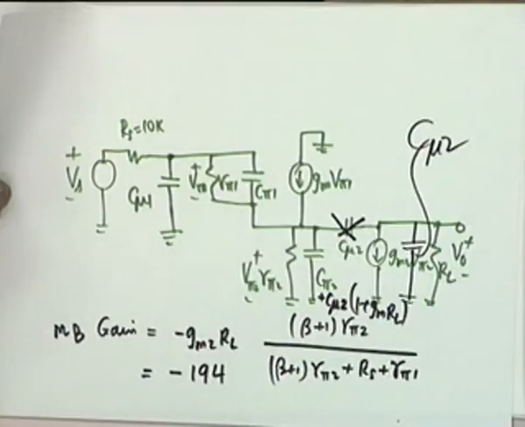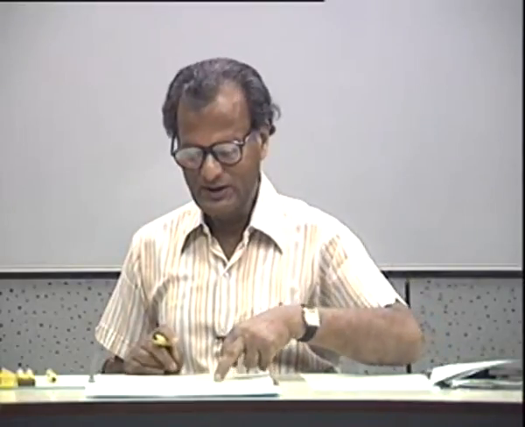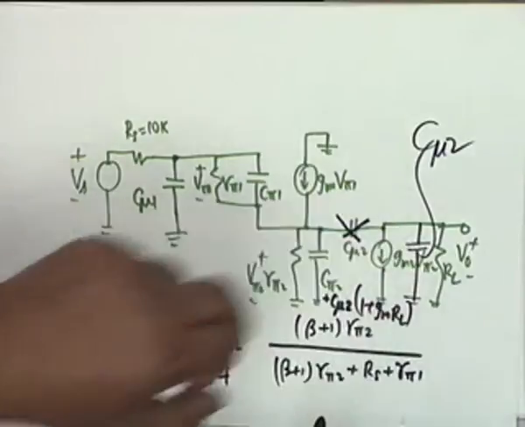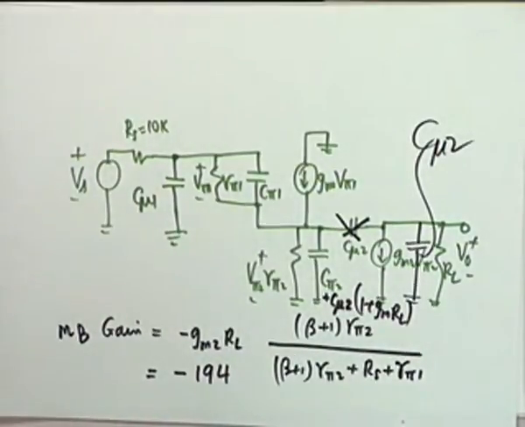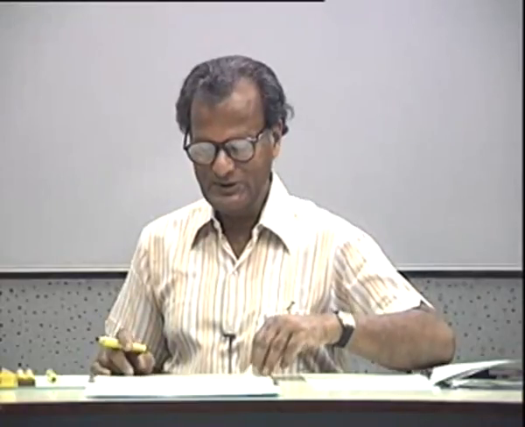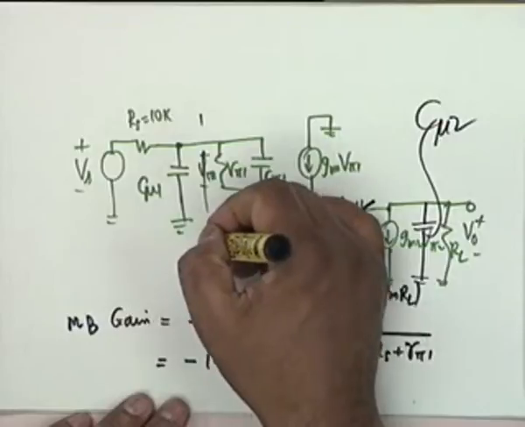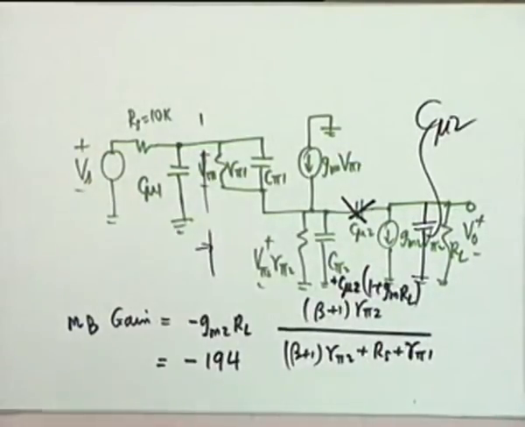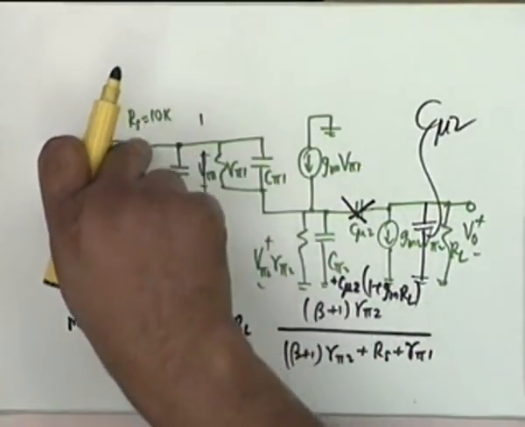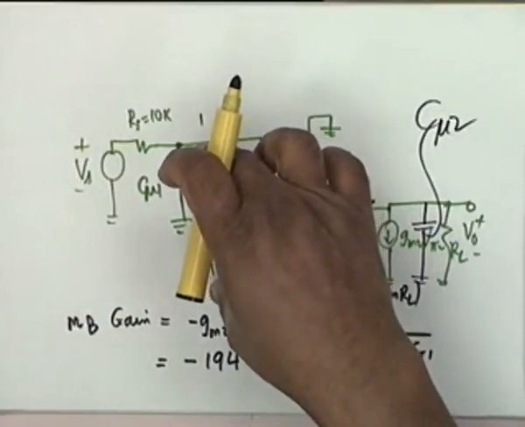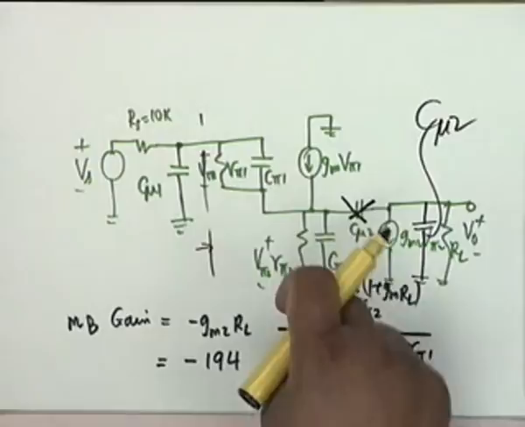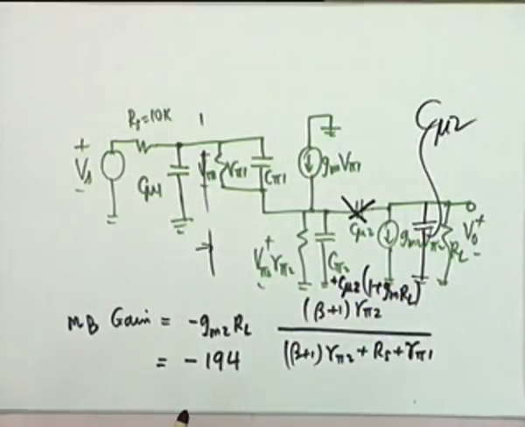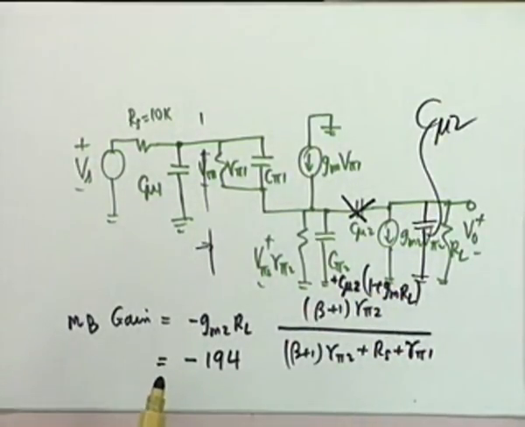Agreed? Then how many capacitors do we have? 1, 2, 3 and 4. 4 capacitances. So we have to find the equivalent 4 resistances. Let's see if we can do it by inspection. What does C mu 1 see? It sees a parallel combination of Rs and R in, not R pi 1, R pi 1 plus beta plus 1 R pi 2. So you can find out R mu 1.